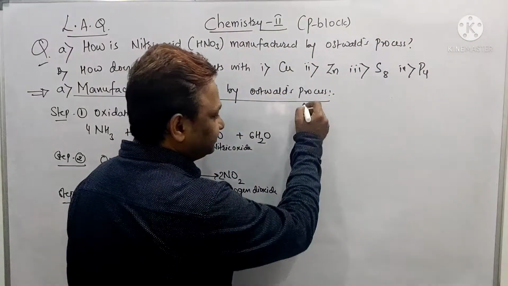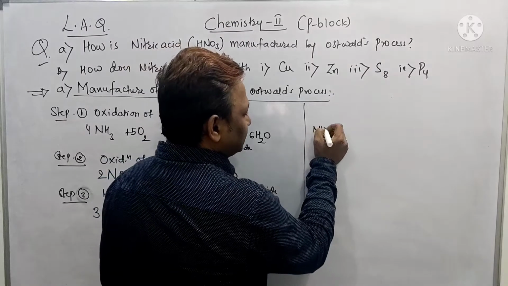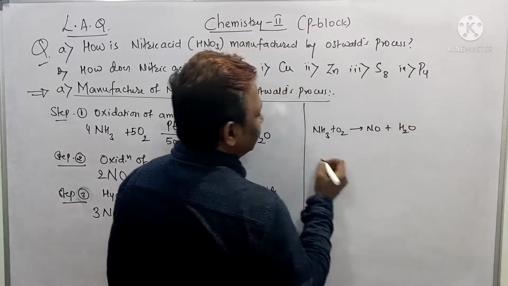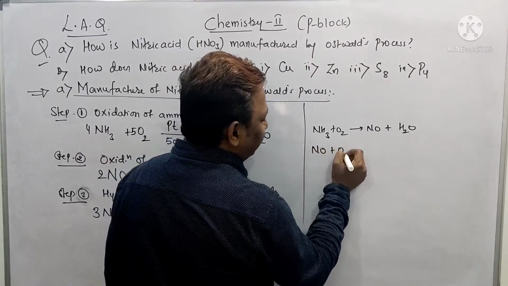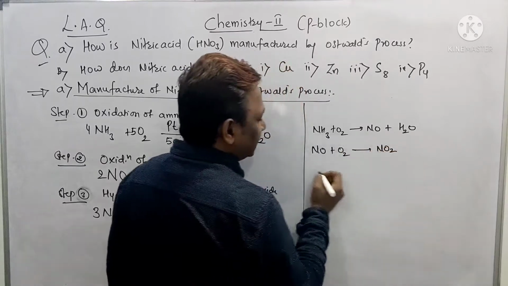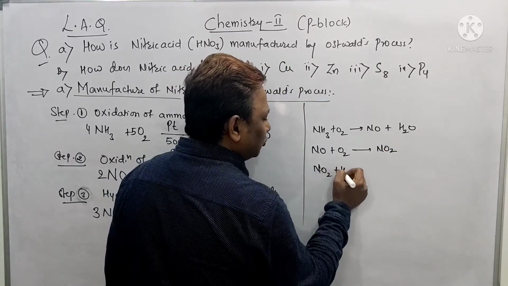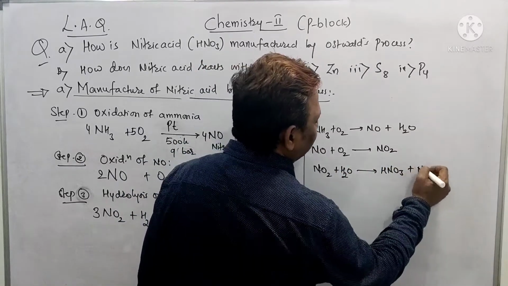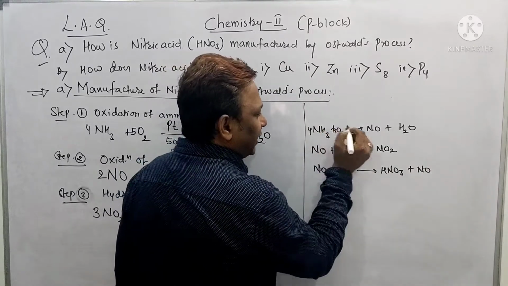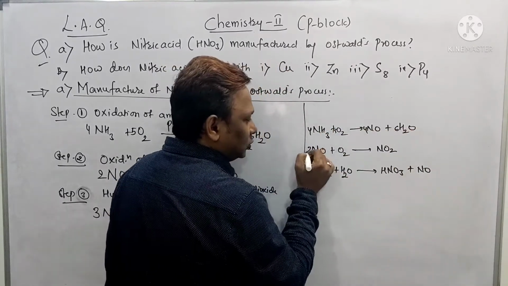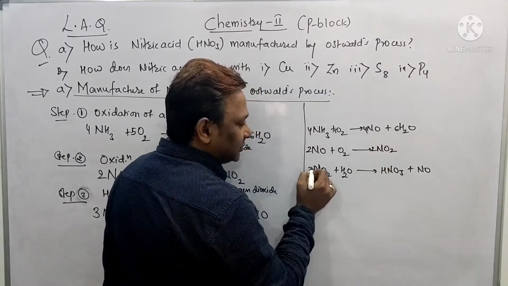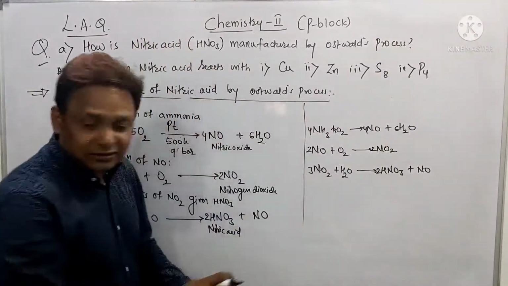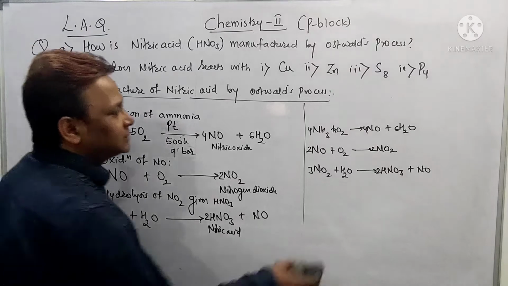Again, I will tell you what we did. Step number 1, oxidation of ammonia gives rise to NO plus H2O. Step number 2, oxidation of NO gives rise to NO2. Third step, hydrolysis of NO2 gives rise to nitric acid plus NO. Balancing: 4, 5, 4, 6, and 3 moles, 1 mole, 2 moles, 1 mole. Everything is balanced. If you write these 3 steps, you will get 4 marks.